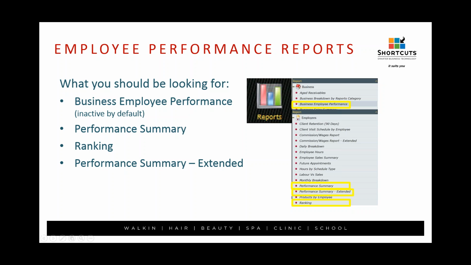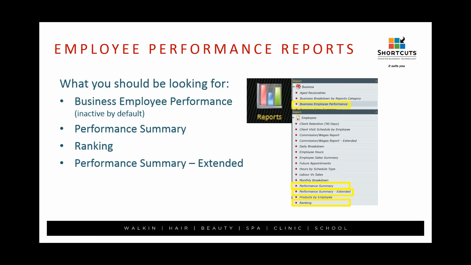Okay, so the first report, the business employee performance report, is actually found underneath your business section. This report is inactive by default, so you do have to make this report active in your report screen to be able to see it. The other 3 are underneath the employee section in your report screen: performance summary, the ranking report, as well as the performance summary extended report for employees.